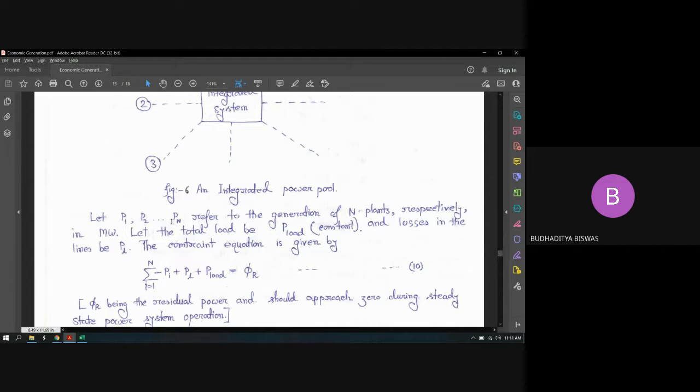Let P1, P2, Pn refer to the generation of n plants respectively in megawatt. Let the total load demand be P load, which is equal to constant. Acha, why did I mention that every time the load demand is constant? Because is the load demand constant?